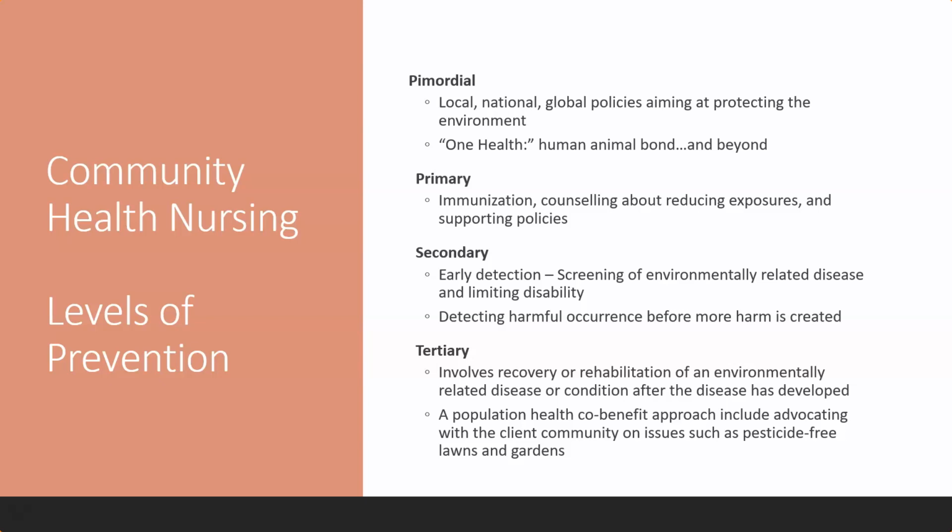And tertiary would be involved in recovery and rehabilitation of the environment-related disease and conditions after disease has developed, okay? And pollution health co-benefit approaches, including advocating with the client's community on issues such as pesticide-free lawns and gardens, right? So these levels of prevention specifically focus on environmental health, and the 4 levels are listed here.